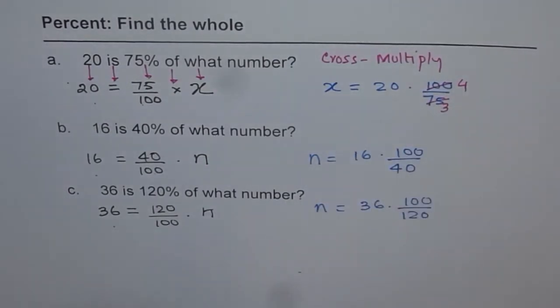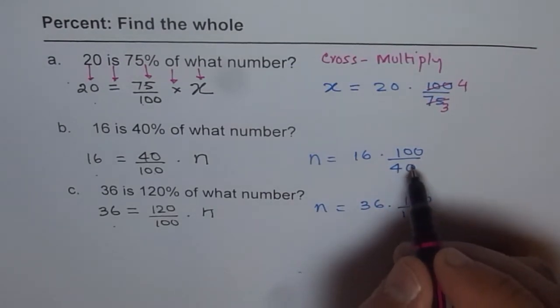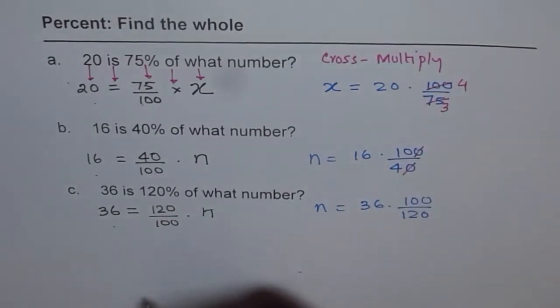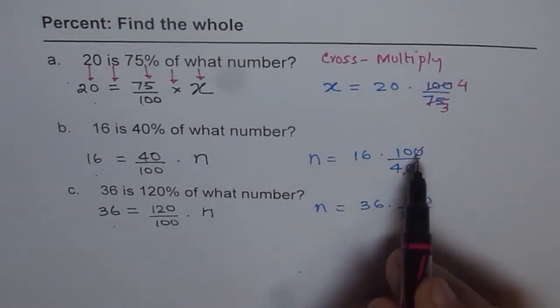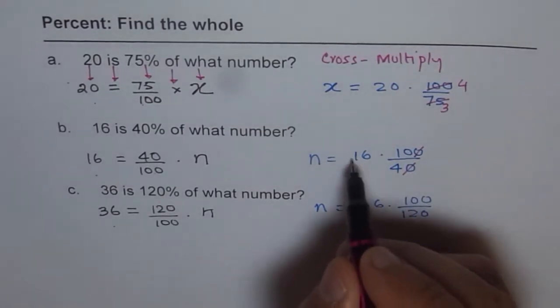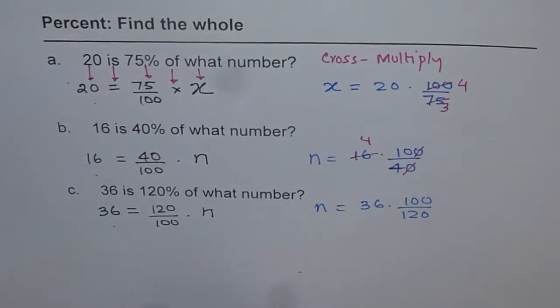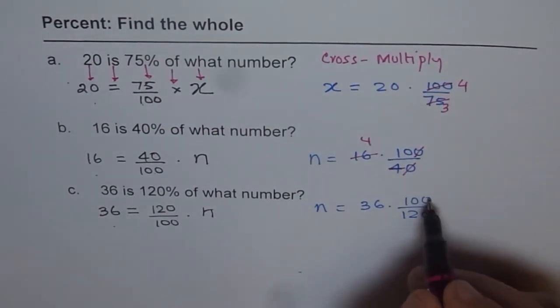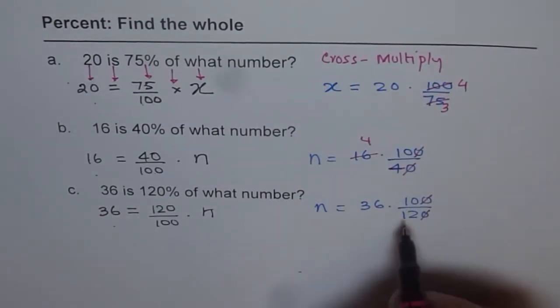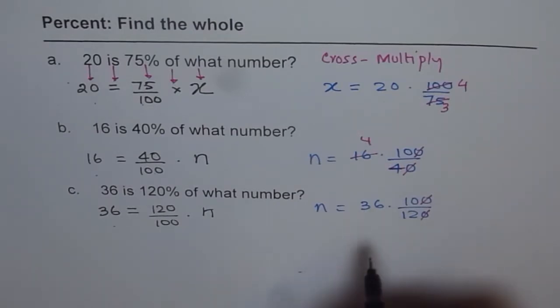And then simplify it. Now here, first you can cancel out 0 and 0. That means dividing by 10. And then 4 goes 4 times in 16, correct? So we simplified this. Now in this case, 0 and 0 cancel, and 12 times 3 is 36.